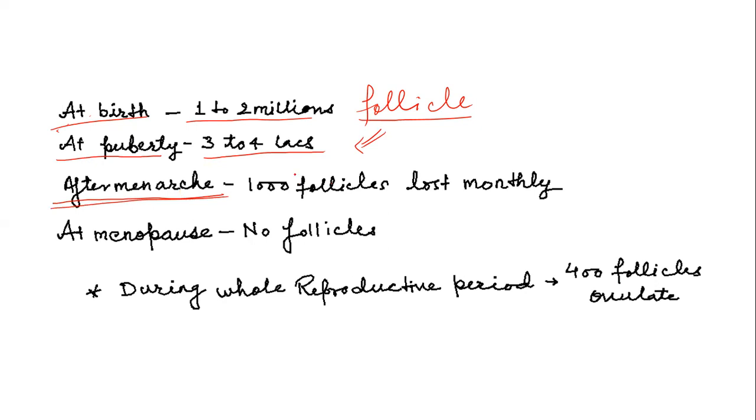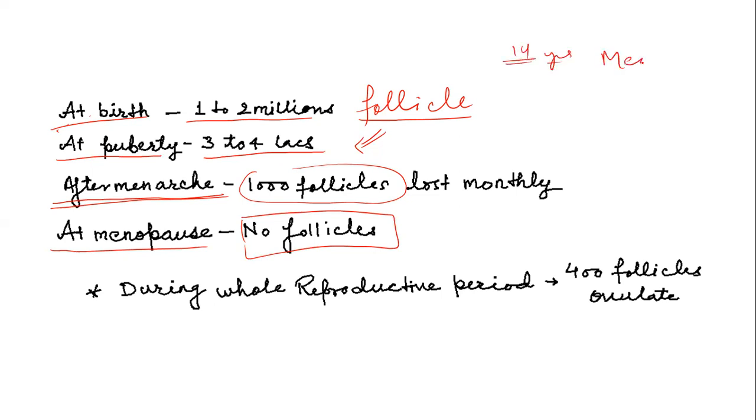So after menarche, we can see that every month, thousands of follicles are lost. And at menopause, there will be no follicles. As you can see, around 14 years is when menarche generally occurs in females. This is the average age. And menopause is roughly around 44 to 45 years nowadays, because it has been reduced from 52. So 44 to 45 years is the age of menopause.